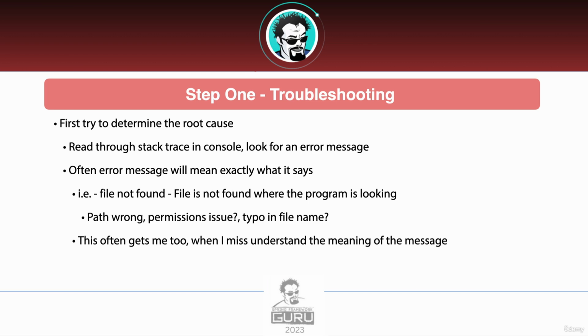Read through the stack trace in the console, look for an error message. Often an error message will mean exactly what it says, like file not found. If that's the error message, the file is not found where the program is looking. I've been sitting there looking at a system before where I get that error. I'm like, what? The file's right there. Why don't you see it?